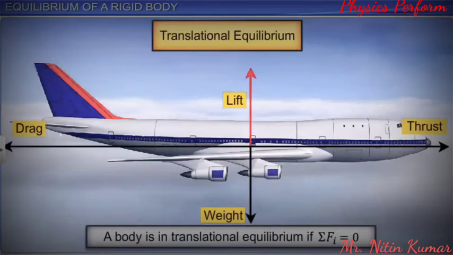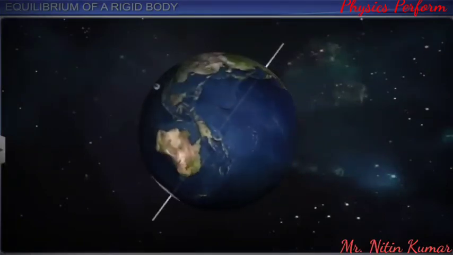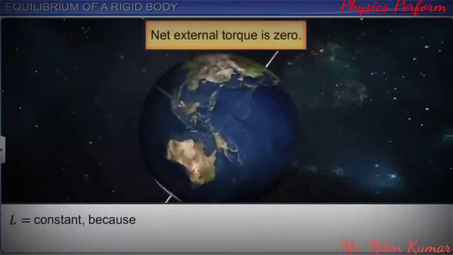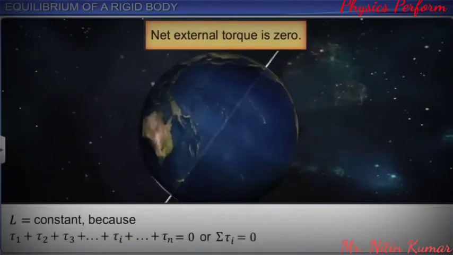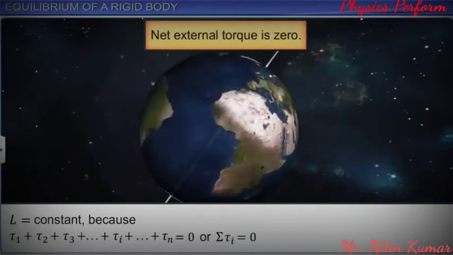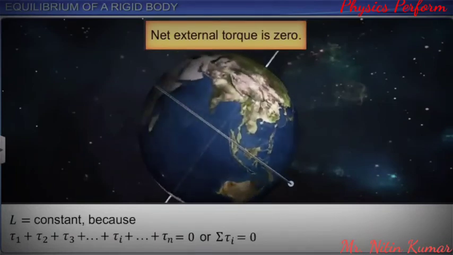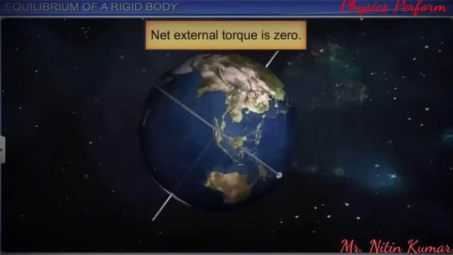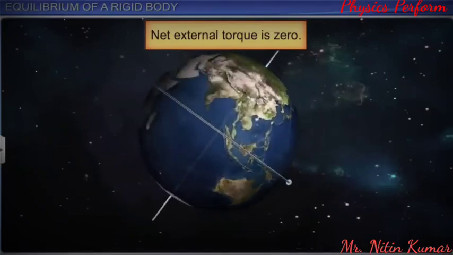Similarly, the angular momentum of the rotating Earth is constant because the net external torque acting on it is zero. We say that the Earth is in rotational equilibrium. This means if the vector sum of all the torques acting on a rigid body is equal to 0, then it is said to be in rotational equilibrium.